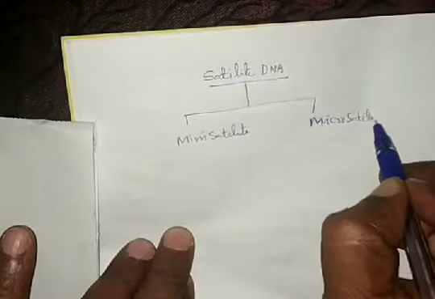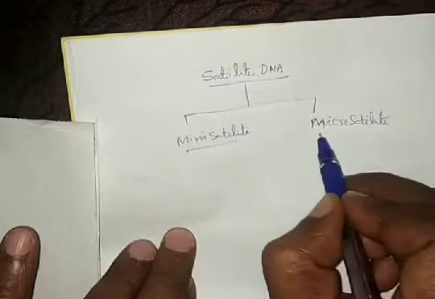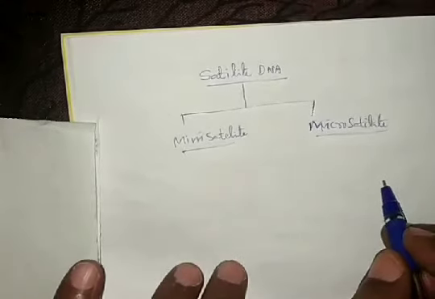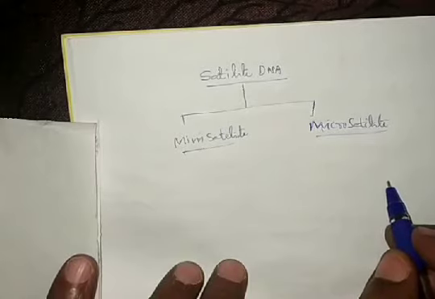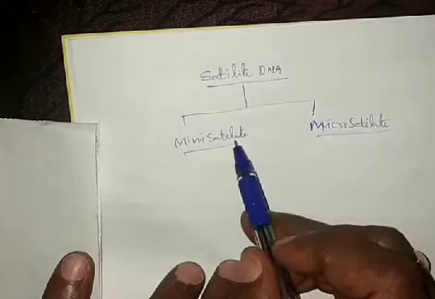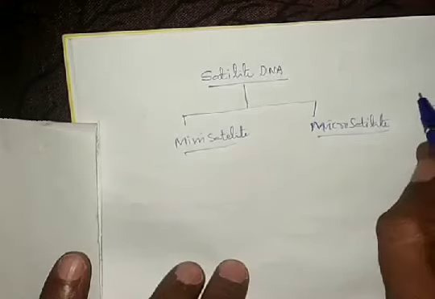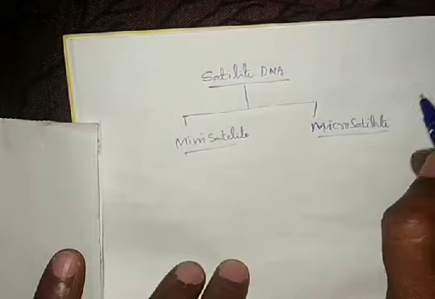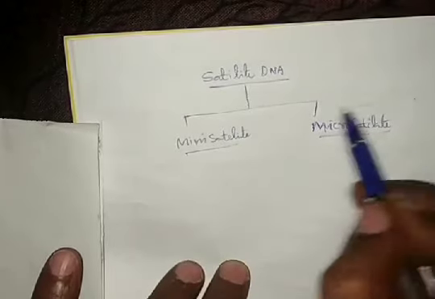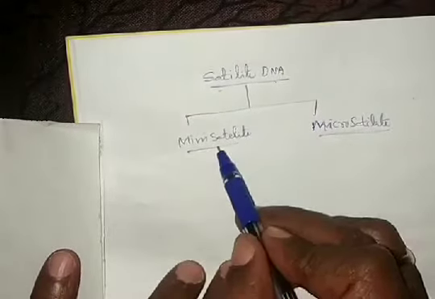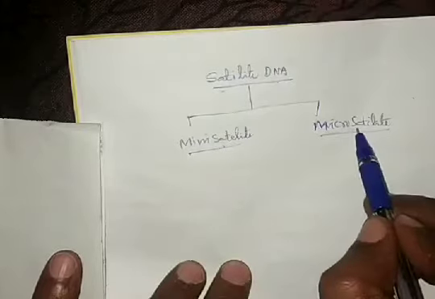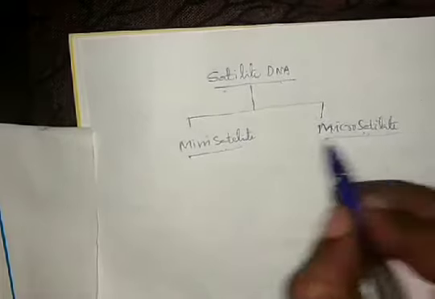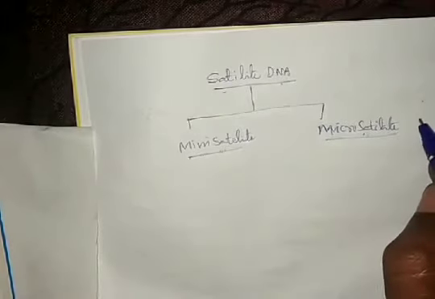Mini satellite and microsatellite. This mini satellite and microsatellite can be separated by different criteria. There are some reasons for this. Because of these three reasons, the satellite DNA can be separated as a mini satellite and a microsatellite. What are those? Let us see that. These two are separated by some points.